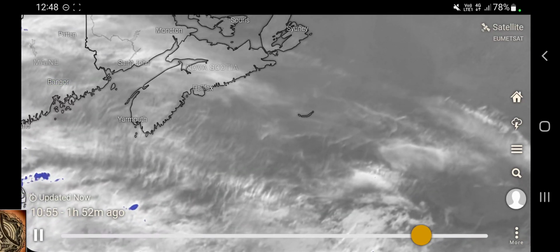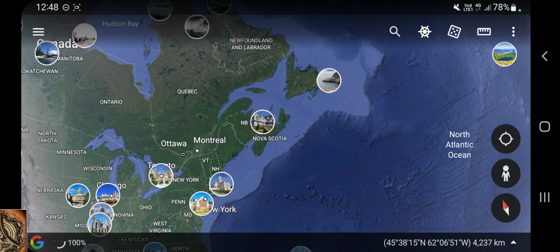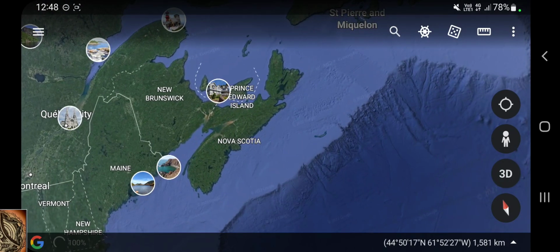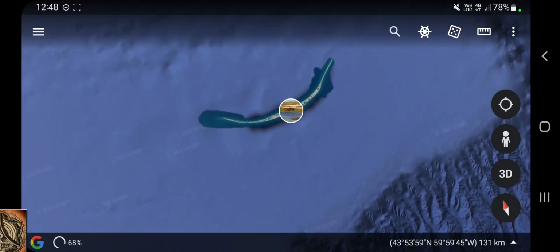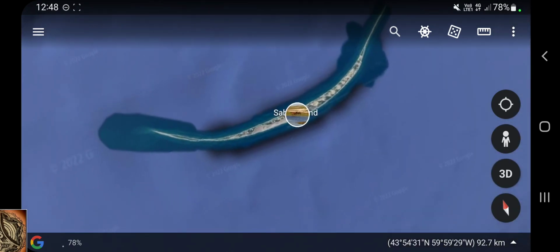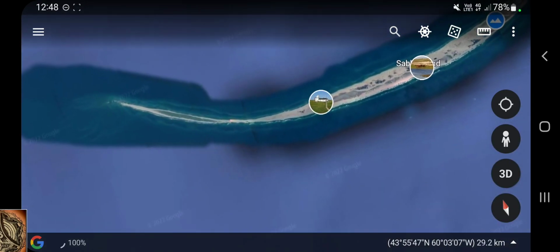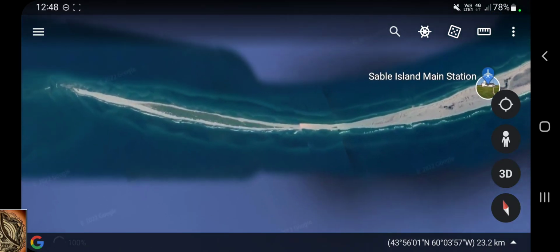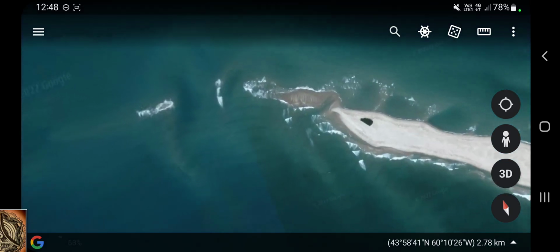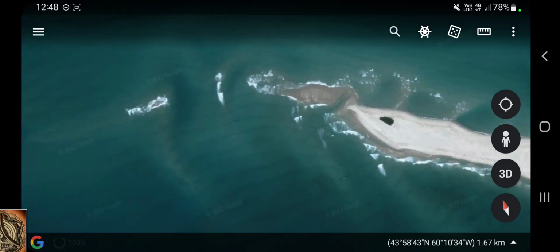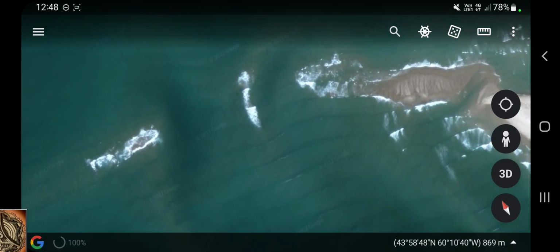And let's check out this place. It is called Sable Island, off the coast of Nova Scotia. And just the form alone is very interesting. And let's just start here at this tip. There aren't too many pictures of this place, which is a pity but understandable.